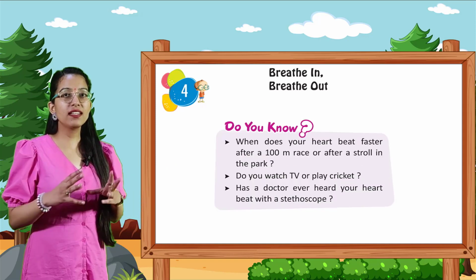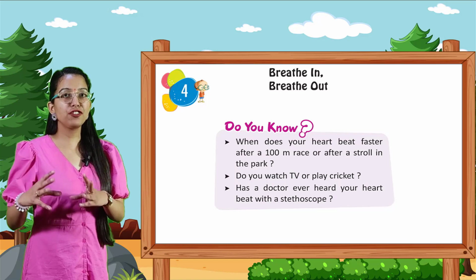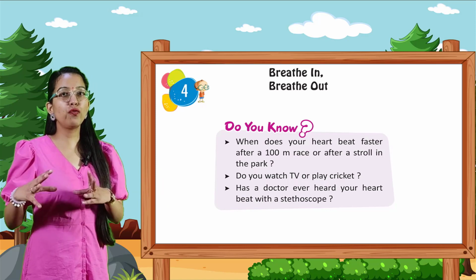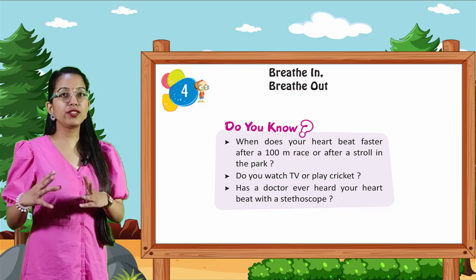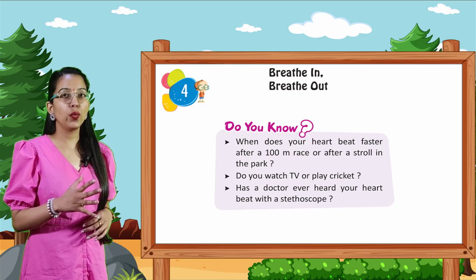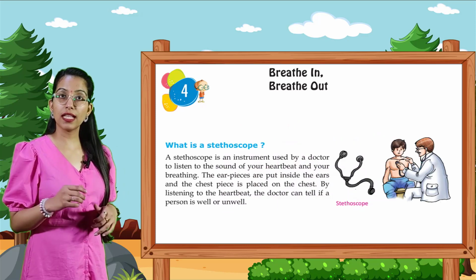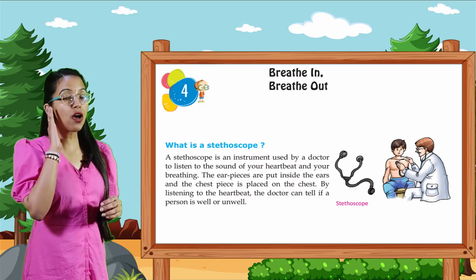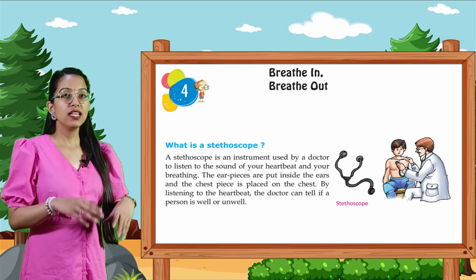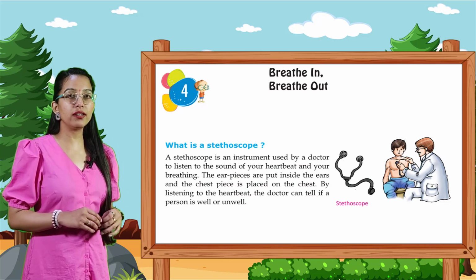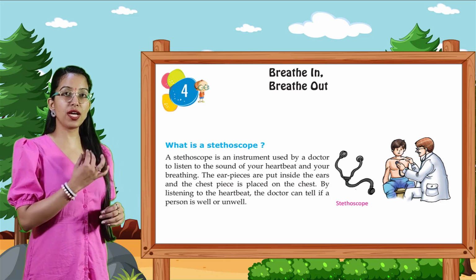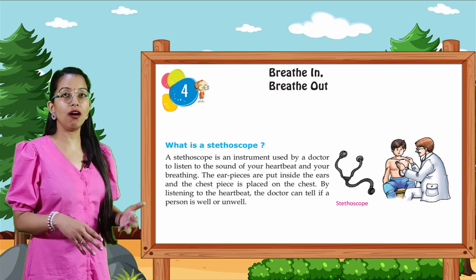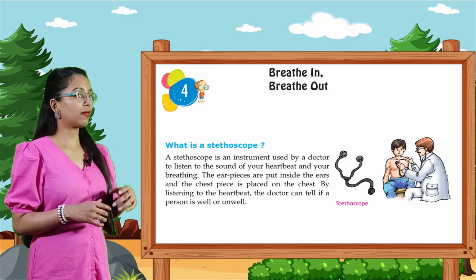Do you know? When does your heart beat faster? After a 100-meter race or after a stroll in the park? Do you watch TV or play cricket? Has a doctor ever heard your heartbeat with a stethoscope? What is a stethoscope? A stethoscope is an instrument used by a doctor to listen to the sound of your heartbeat and your breathing. The earpieces are put inside the ears and the chest piece is placed on the chest. By listening to the heartbeat, the doctor can tell if a person is well or unwell. Look at the diagram. Now next move.